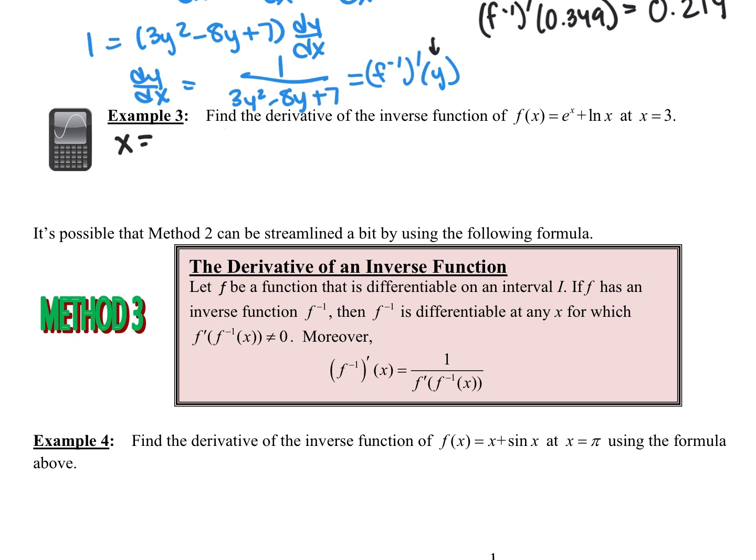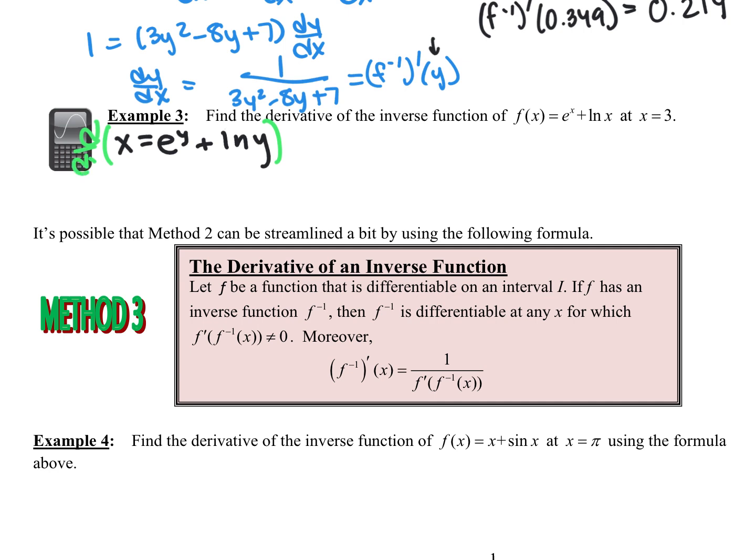So x is equal to e to the y plus ln y. So this is the inverse. It's just not solved for y. Solving for y here would be really difficult. So this is the inverse of f, it's just not solved for y. So then we're going to take the derivative implicitly.